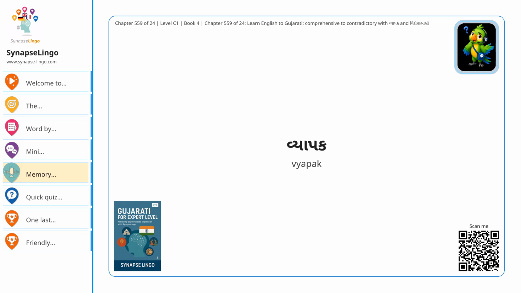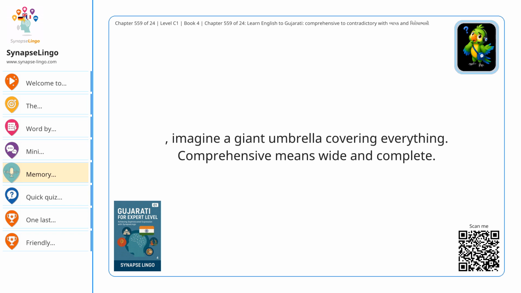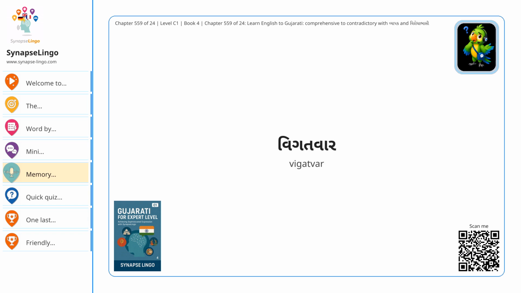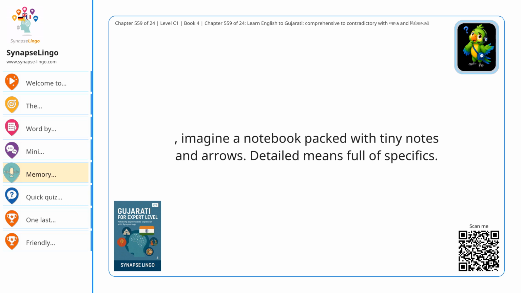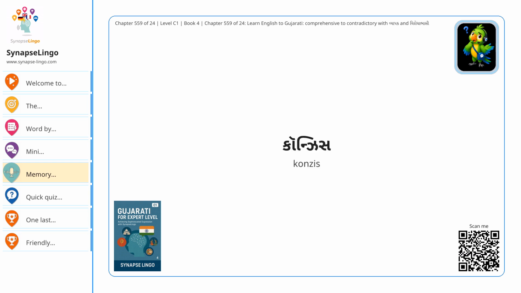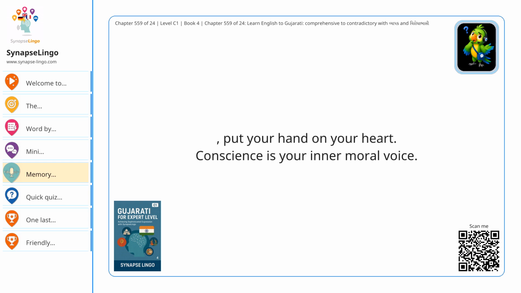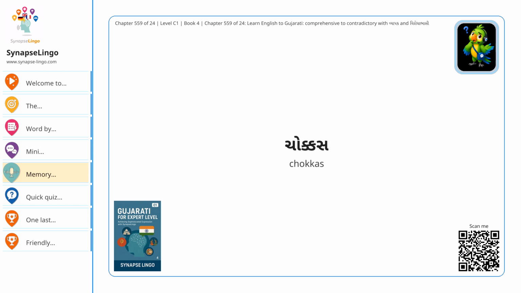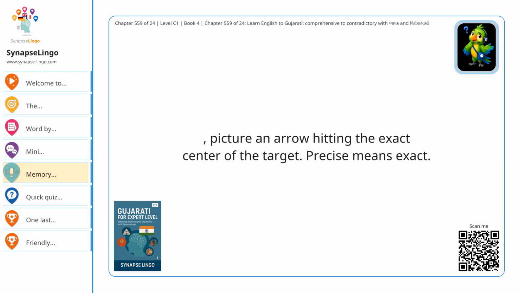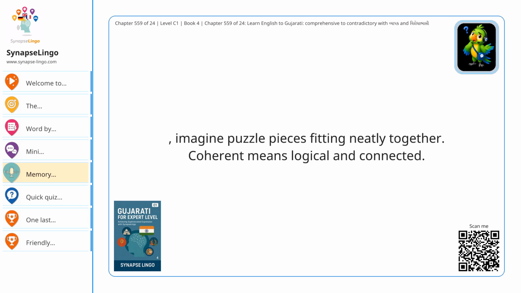વ્યાપક. Imagine a giant umbrella covering everything. Comprehensive means wide and complete. વિગતવાર. Imagine a notebook packed with tiny notes and arrows. Detailed means full of specifics. કોન્ઝીસ. Put your hand on your heart. Conscience is your inner moral voice. ચોક્કસ. Picture an arrow hitting the exact center of the target. Precise means exact. તાર્કિક. Imagine puzzle pieces fitting neatly together. Coherent means logical and connected.